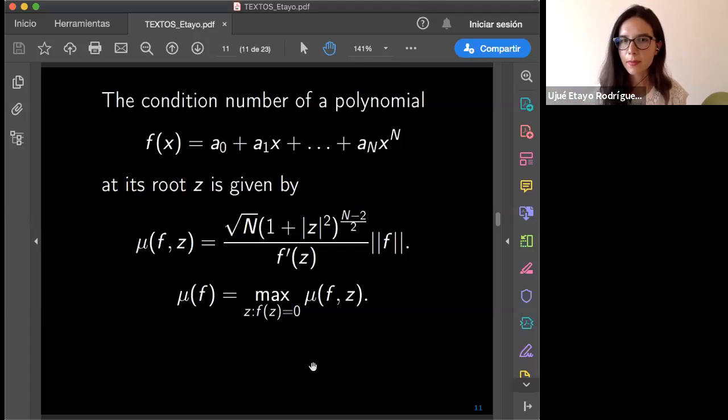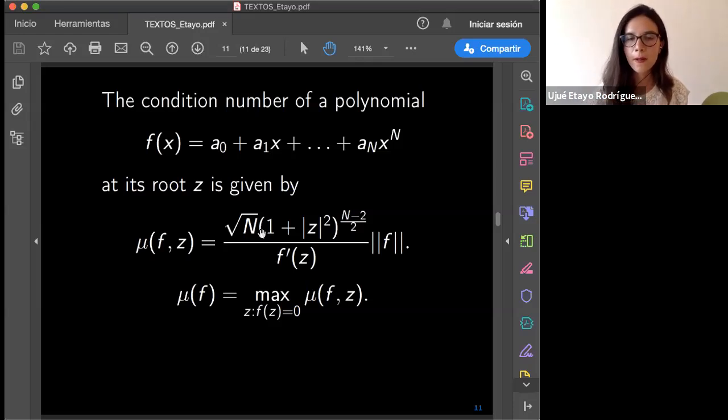This is something that can be measured and is measured here by this concept, the condition number, that is defined as follows. I call mu of f, the polynomial, at its root z, the condition number of f at the root z, this quantity here. I don't want to go deeper in this notion. I just want you to have an idea of what is measured. If the condition number is close to 1, then the roots don't change so much. And if the condition number is big, then the roots are moving a lot if I change a little bit the coefficients.